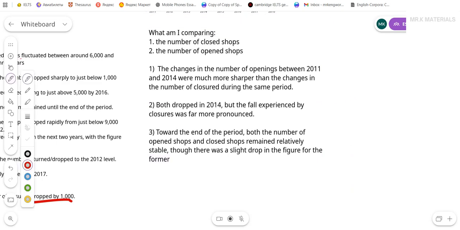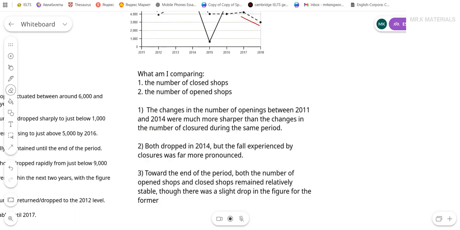Let me just highlight this. So former, I'll have red, and I have two categories. I have open shops, I have closed shops. Open shops is the first category. So when I say former, I'm talking about this. All right, now I'm done with my general comparisons.